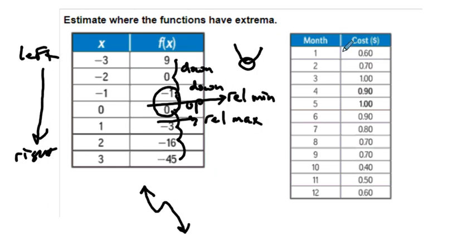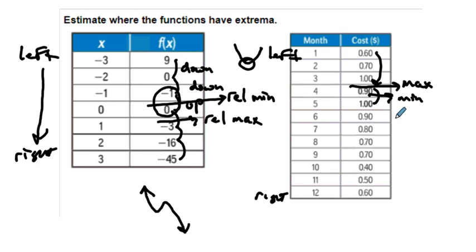This one, just look at what's happening. This is left to right. We're starting at 1, the cost is 60 cents. And it keeps going up until somewhere here. If it's going up and then it starts going down, that means we have a maximum. It's peaked. It's hit its point. But then from here to here it goes up again, so somewhere in there we have a relative minimum.